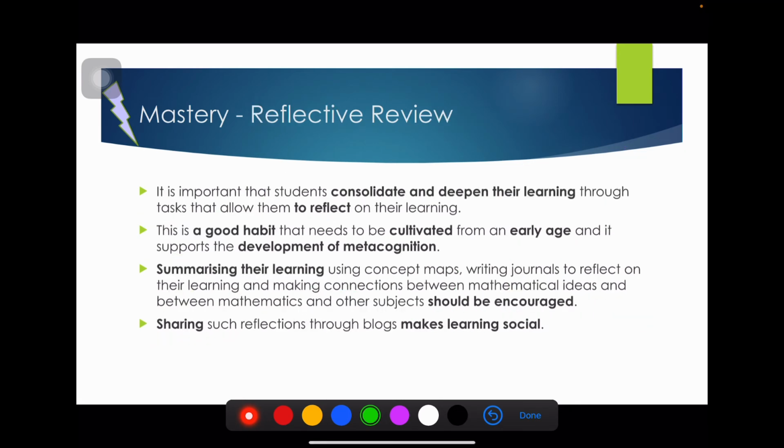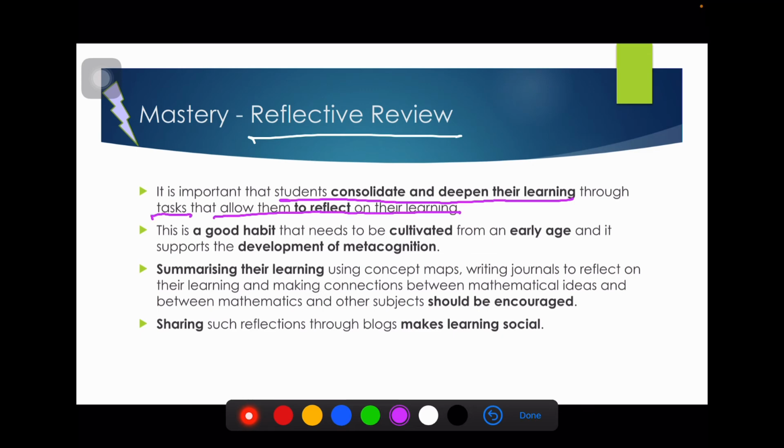Next is reflective review. The second one is reflective review. For reflective review, it is important that students consolidate and deepen their learning through tasks that allow them to reflect on their learning. Anyway, the name is reflective review. So students will need to summarize and reflect.